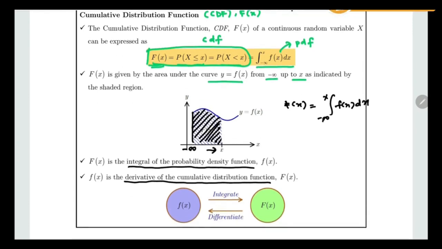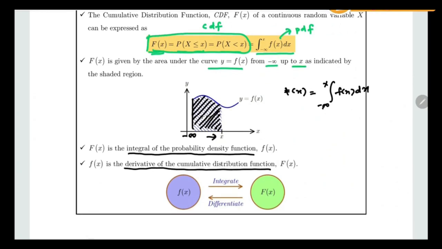Okay, these two statements mean that if you are given the PDF and you are going to find the CDF, from PDF converting to CDF, you need to integrate. In the reverse process, if the question gives you the CDF and you need to find the PDF, from CDF converting to PDF, you need to differentiate. It's a reverse process.